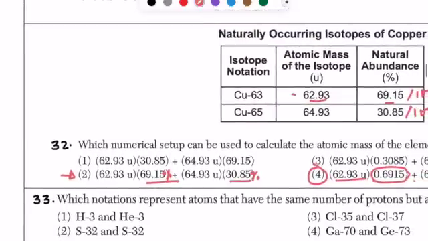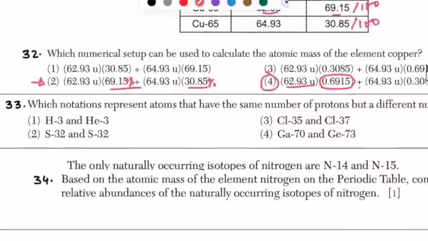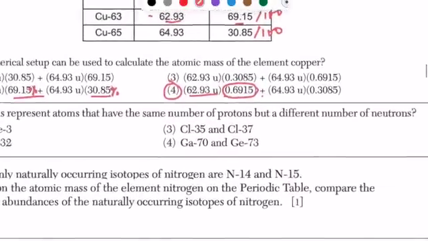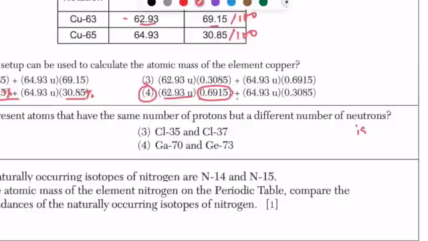And then for number 33, which notations represent atoms that have the same number of protons but a different number of neutrons? So we are looking at some isotopes. So remember, isotopes represent the atoms of the same element, because they have the same number of protons.